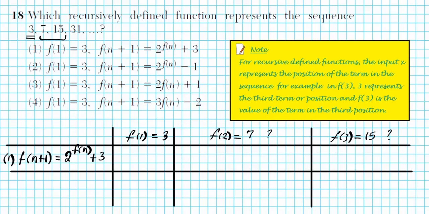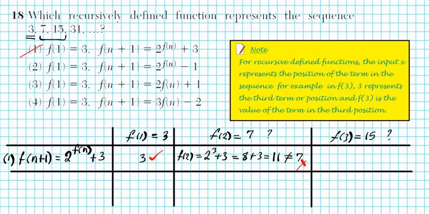If you look at the first option, f1 is 3, so put a 3 here. That's an automatic check. All right, now the second term. If I use this formula for the second term, do I get 7? That's the question. So f of 2 is going to be, using this formula, 2 raised to the f of n, or 2 raised to the previous term, which is 3, plus 3. Is this equal to 7? 2 to the third is 8 plus 3 equals 11. Is that equal to 7? No, this is not equal to 7, so this is not the correct answer.